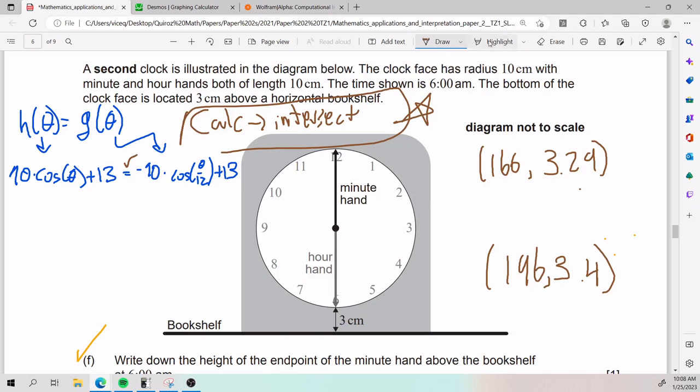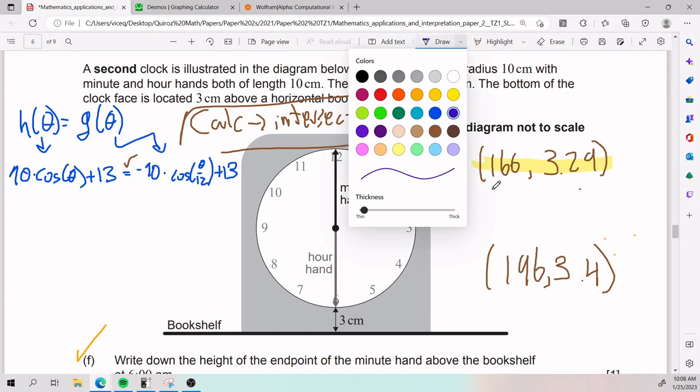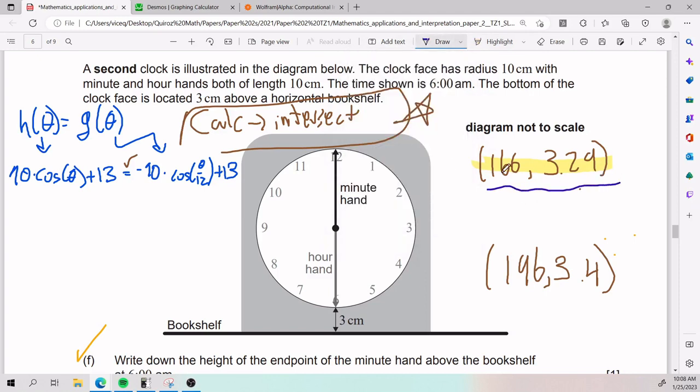And so, for example, this first one, which I will now draw in, let's say, blue, right? Is telling me that when the minute hand reaches an angle of 166, which would be around here, right? We're going to have the minute hand going like that. So I'm just going to mark MH for minute hand. It will be at a height of 3.29.